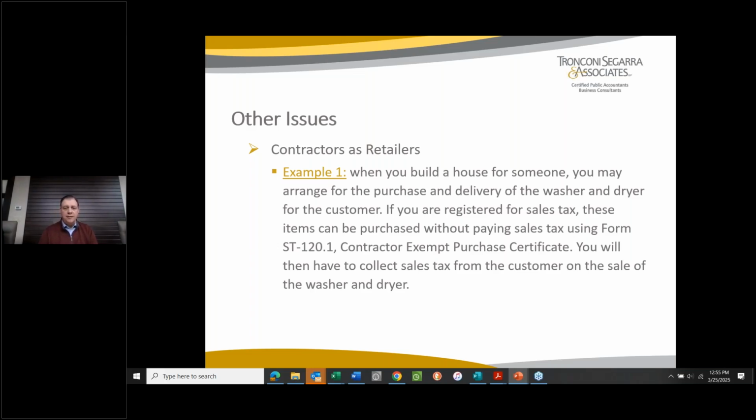You can use that ST 120.1, that contractor exempt purchase certificate, and then you can buy it tax-free from Lowe's or Home Depot or Orville's or whatnot, and then just charge tax on the cost of that property, plus the installation when you bill the customer. Same thing, I think we see that every once in a while, where contractors might be selling something that they're not installing, whether it's lighting fixtures or something like that. You can use the ST 120.1 to purchase those materials.